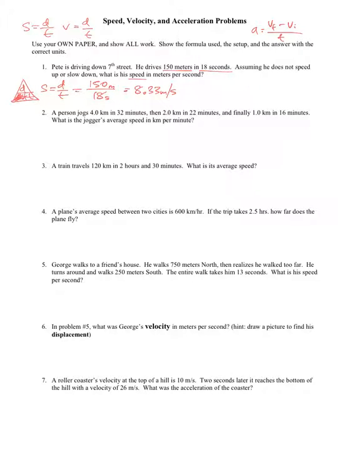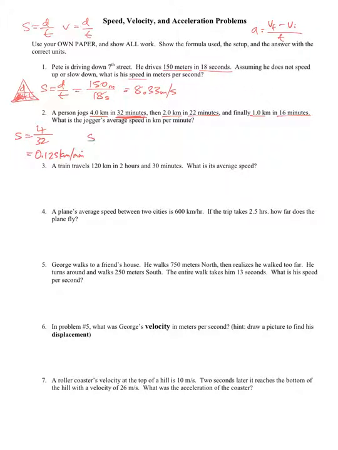A person jogs 4 kilometers in 32 minutes, 2 kilometers in 22 minutes, and 1 kilometer in 16 minutes. What's the jogger's average speed? So we already saw from before, speed is equal to distance over time, so I'm going to leave that there. So there's 3 different speeds here, and it's asking to find the average speed. So let's find the 3 different speeds and average them out by adding the 3 together and dividing by 3. So the first speed was 4 kilometers in 32 minutes, which comes to 0.125 kilometers per minute, because remembering the time was in minutes.